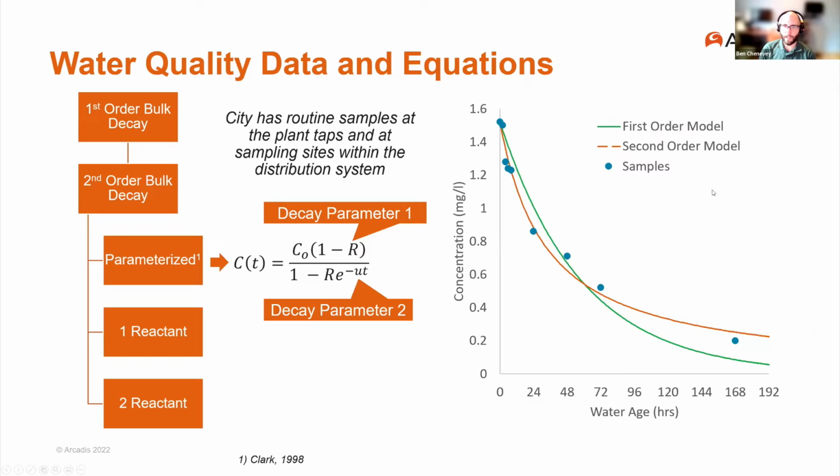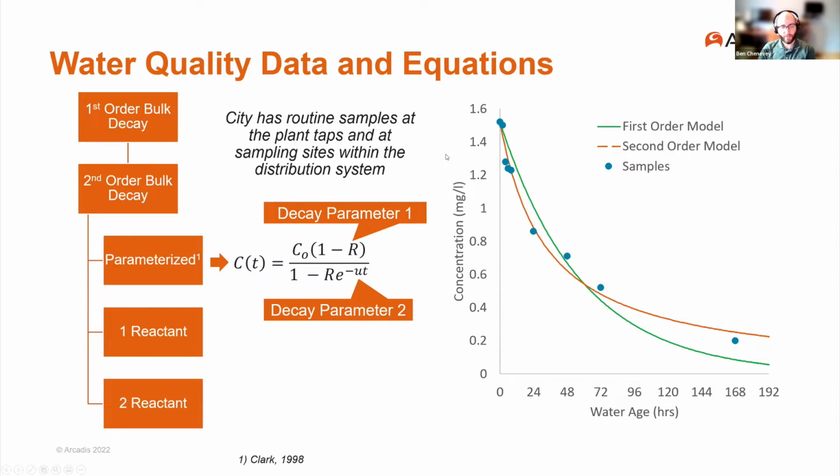You can kind of see that on the right there with the green model. There's the first order model where it starts out at a high chlorine concentration and decays, but it actually keeps decaying. What we usually see in the system is that it sometimes flattens out a little bit more than what a first order decay can actually simulate. And that's why second order models are typically a little bit more accurate.